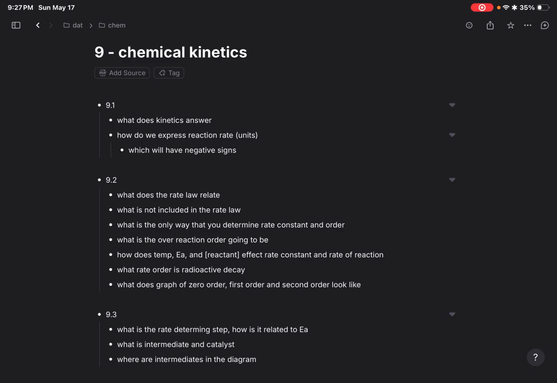So how do you express reaction rate? It'll be concentration per second. So changing concentration per second, and then the reactants will have negative signs because their concentration is decreasing. Now, if there's a coefficient with the reactant or product, you're going to put that in the denominator because that said thing will decrease or increase by a factor of whatever that coefficient is.